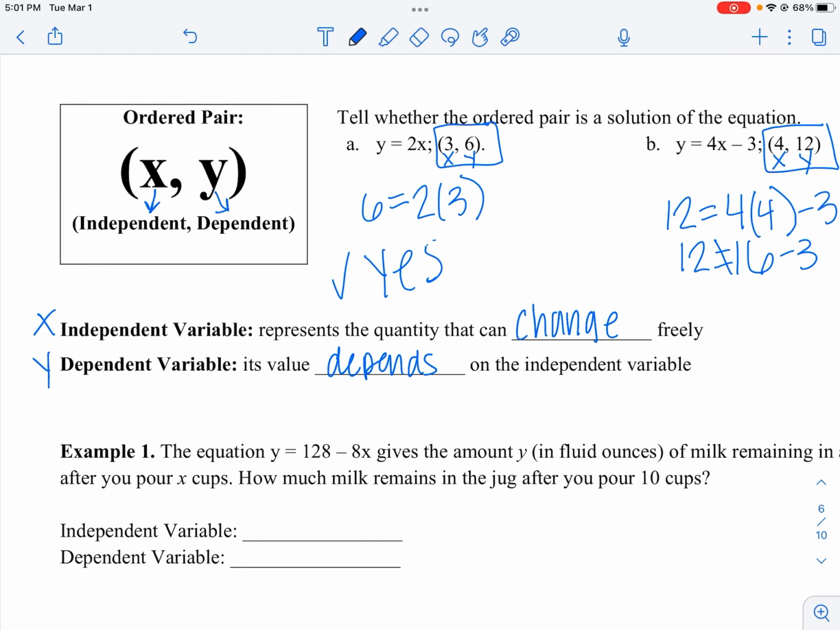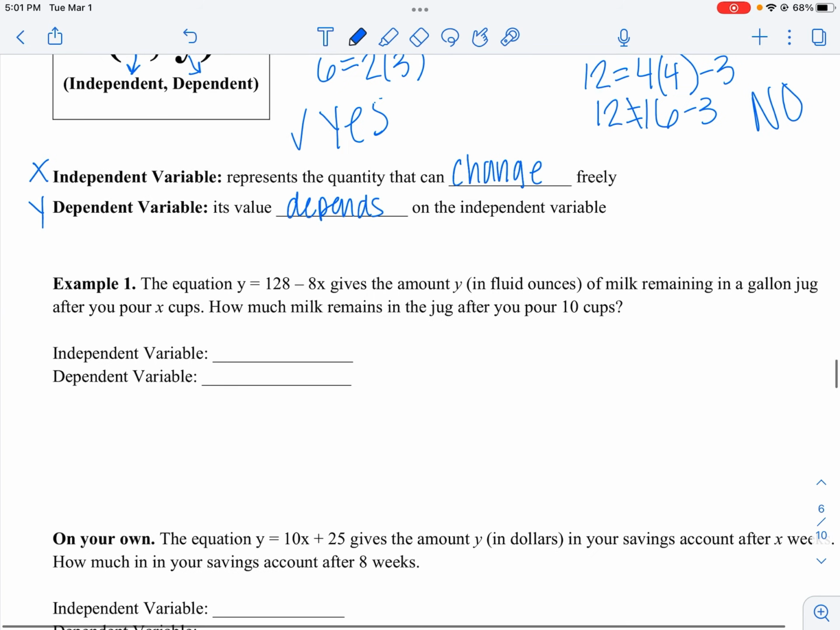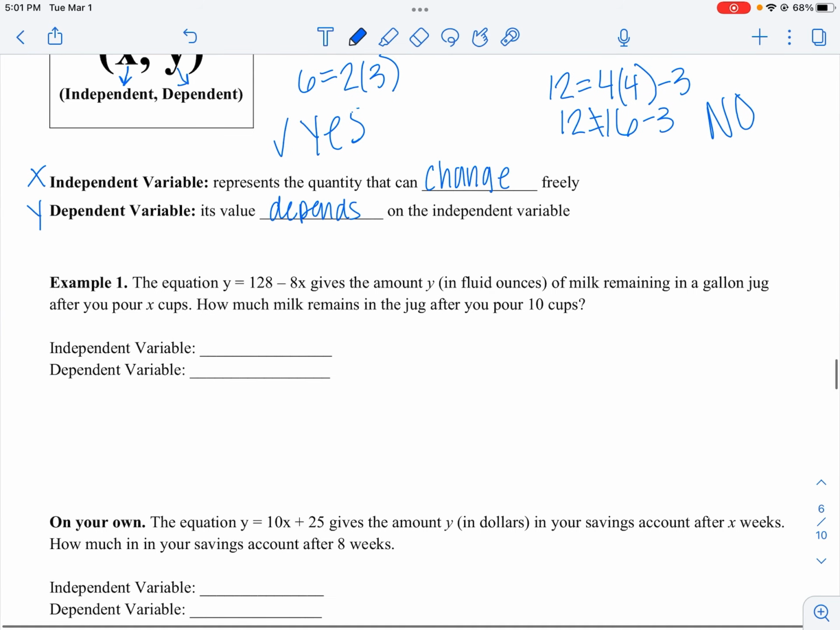Okay, so in this first example, it says the equation y equals 128 minus 8x gives the amount y in fluid ounces of milk remaining in a gallon jug after you pour x cups.